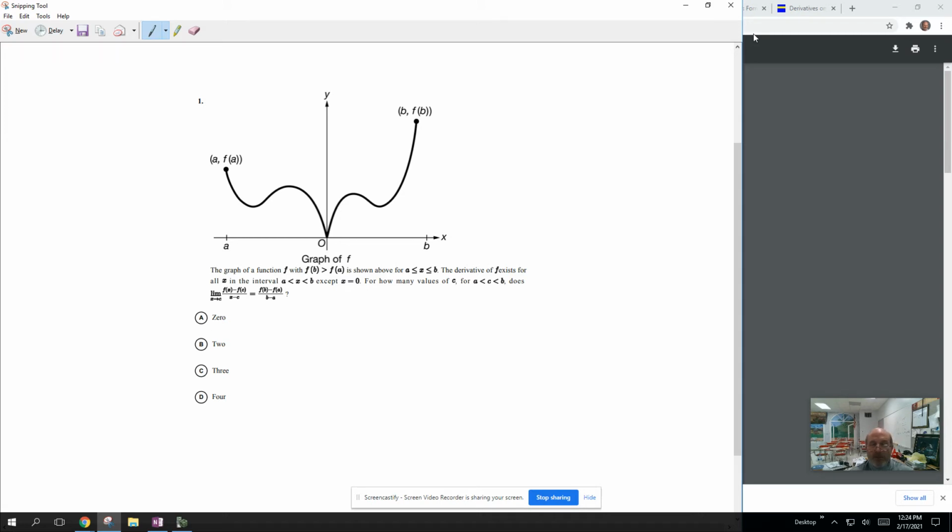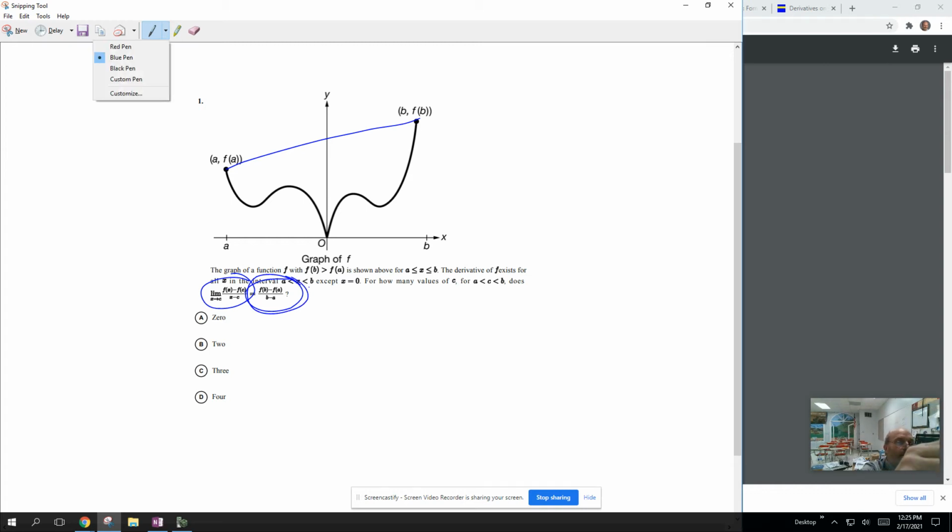And for how many values of c, for a is less than c is less than b, so c has to be between a and b, does the limit as x approaches c of f of x minus f of c over x minus c equal f of b minus f of a over b minus a? Well, this difference quotient is just the slope of this line that connects those 2 points. And recall, this is the limit definition of the derivative at a point c. So what we want to know is how many times on this graph must the slope of the tangent line be the same as it is for the difference quotient, f of b minus f of a over b minus a.